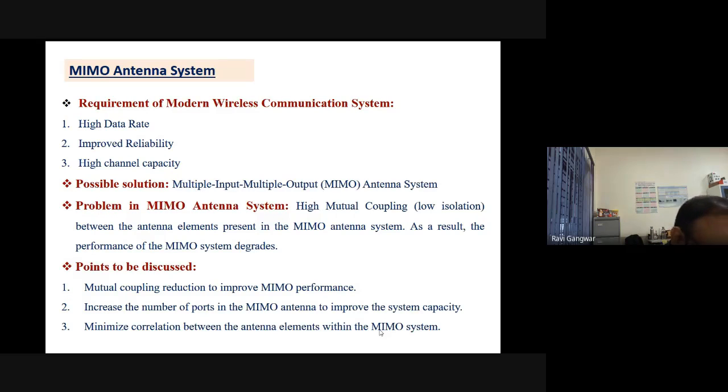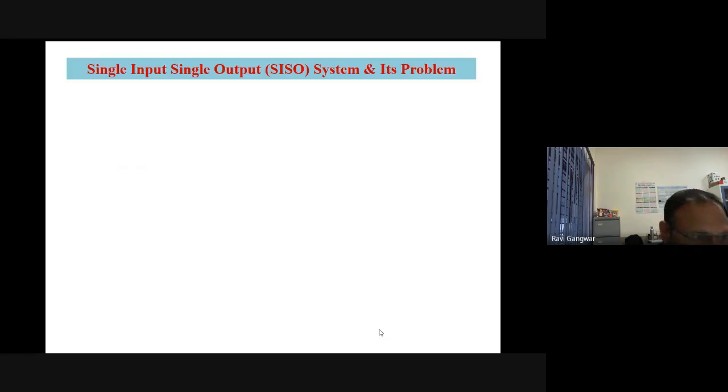Minimizing correlation between the antenna elements means here, whenever we are talking about mutual coupling or isolation, we are going to have two different things. The first thing is that isolation means port to port isolation, which we get from your S parameters. But when we go to field correlation, from that point of view we have to see the far field pattern of the antenna element. So both things we have to tackle: the port to port isolation and the isolation between the antenna elements.